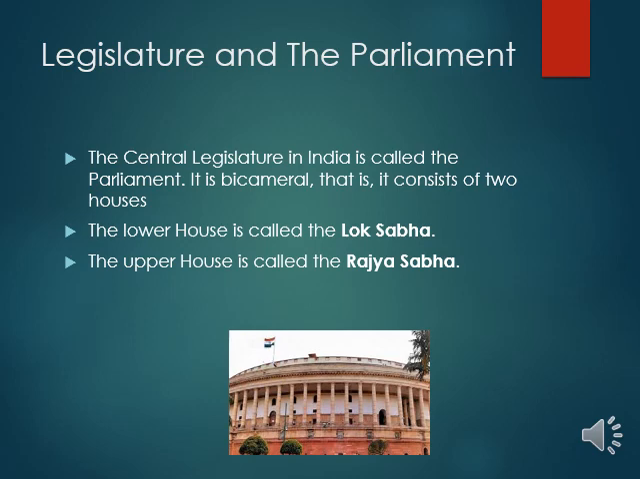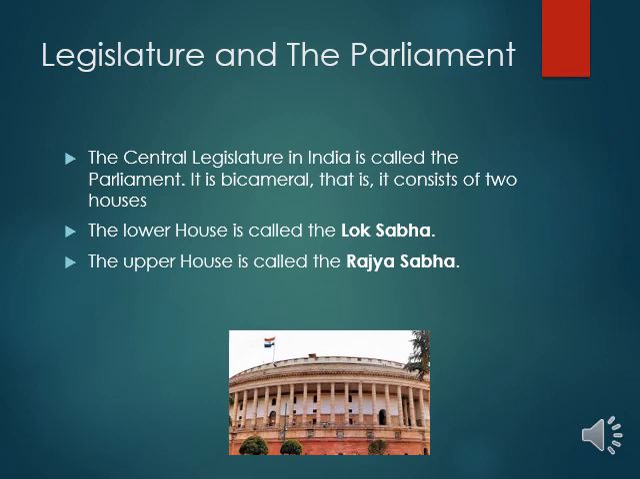Children, now we are going to discuss the legislature, the parliament. You all can see a small picture of parliament, which is known as Sansad Bhavan. It is situated in Delhi. The central legislature in India is called parliament. It is bicameral. Bicameral means they have two houses.